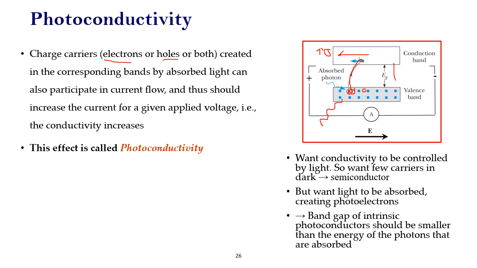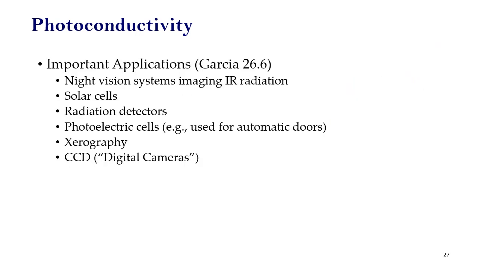Band gap of intrinsic photoconductors should be smaller than the energy of the photons that are absorbed. So the energy band gap for this kind of semiconductor should be lower than the hν of the light, so absorption can occur in this semiconductor. So these are examples of photoconductivity applications: night vision, solar cells, radiation detectors, photoelectric cells, xerography, or CCD for digital cameras.